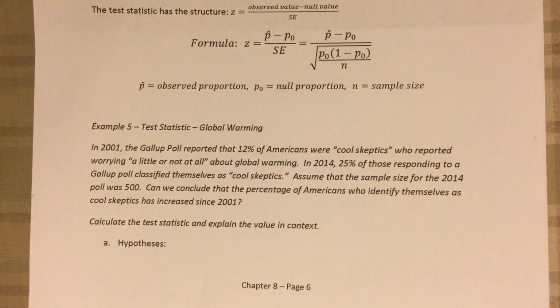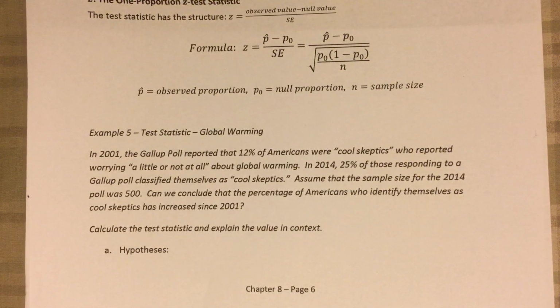All right, so in 2001, the Gallup poll reported that 12% of Americans were cool skeptics who reported worrying a little or not at all about global warming. In 2014, 25% of those responding to the poll classified themselves as cool skeptics. Assume that the sample size for 2014 was 500. Can we conclude that the percentage of Americans who identify themselves as cool skeptics has increased since 2001?